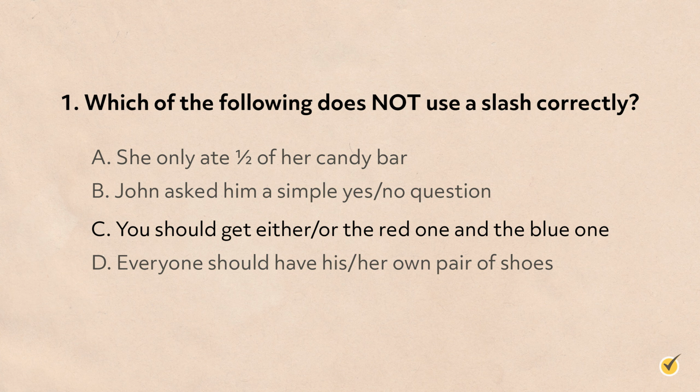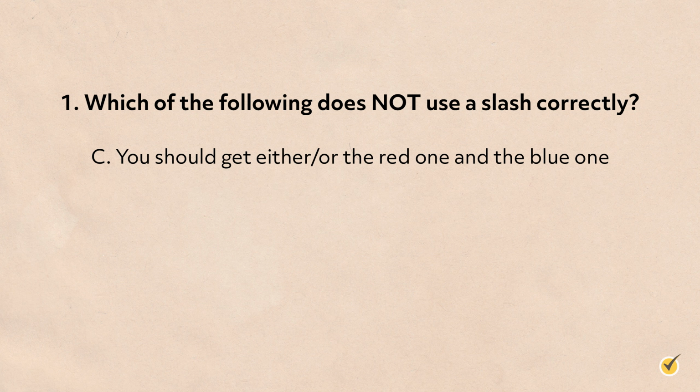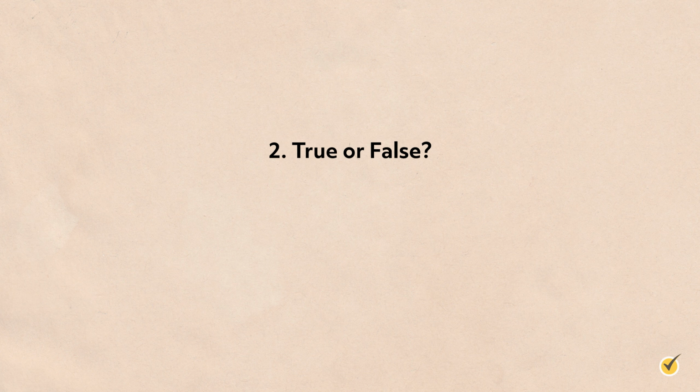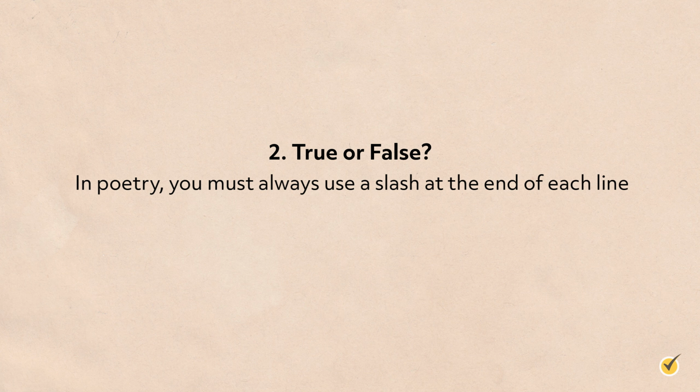The correct answer is C. You can use a slash between either and or, but not in this instance. The sentence should say, you should get either the red one or the blue one. Number 2. True or false? In poetry, you must always use a slash at the end of each line. The correct answer is false.